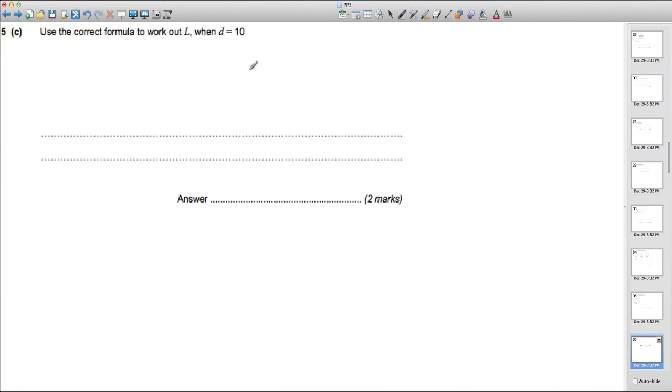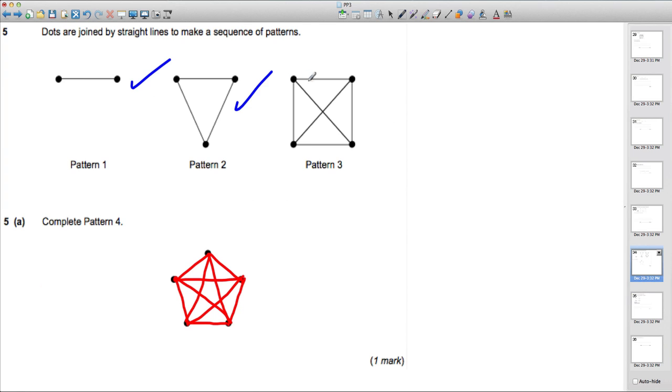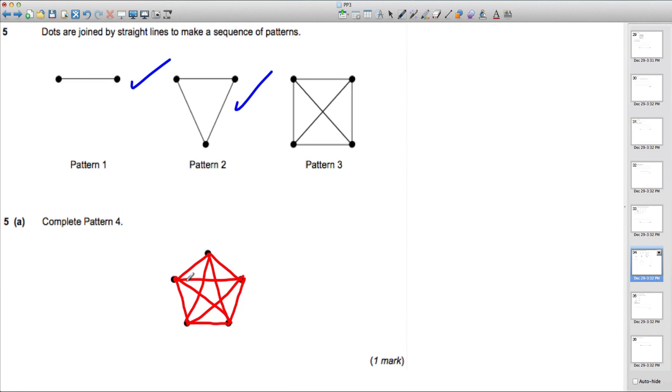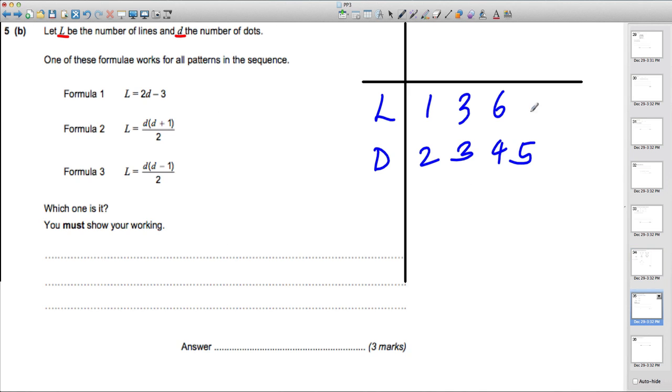In the next case here we have 4 dots and 6 lines. So we've got 6 lines and 4 dots. And in the last case, we must have 5 dots. And we've got 1, 2, 3, 4, 5, 6, 7, 8, 9, 10 lines. So the question is, which of these formulas work for each one?